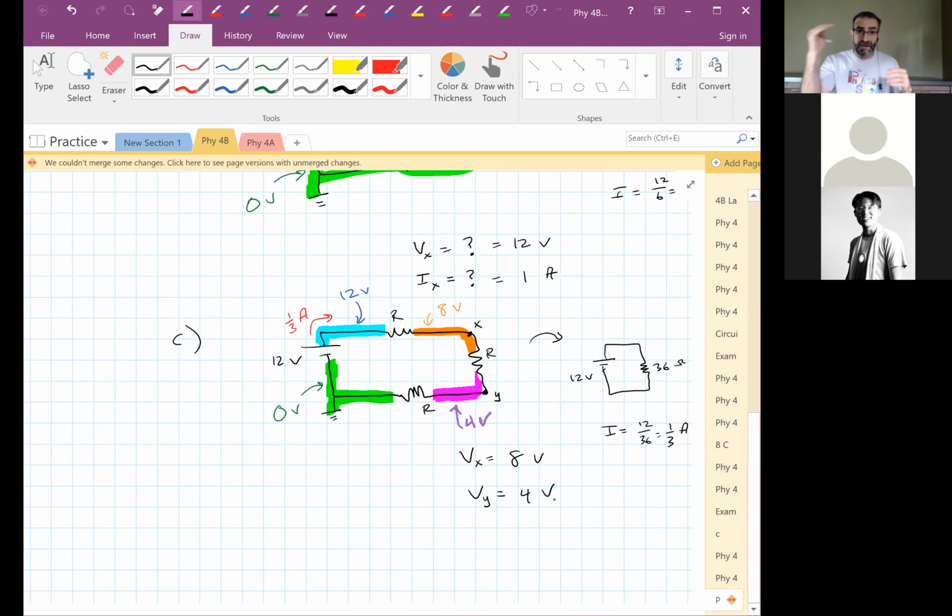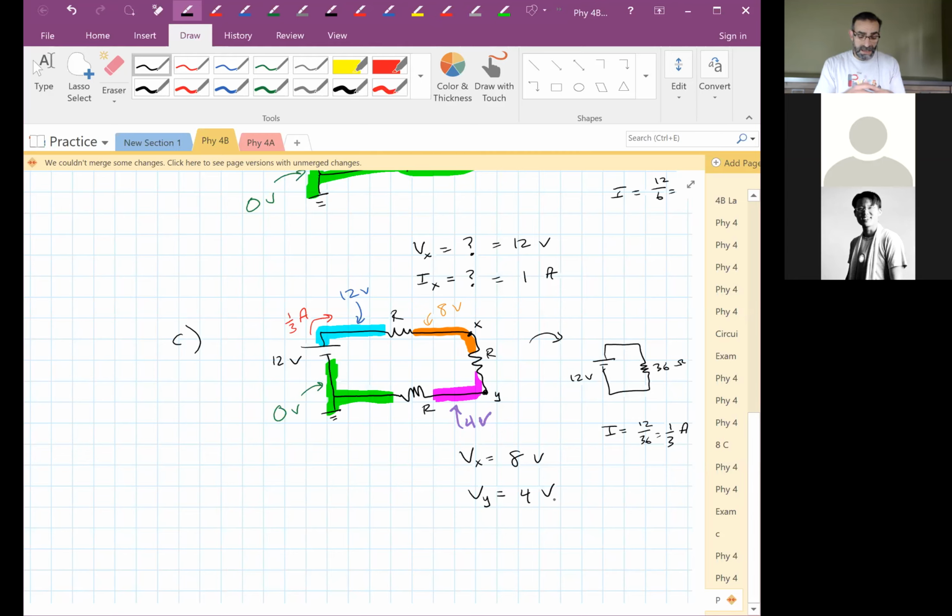If you came in at 12 volts and you drop by 4, you're going to come out at 8 volts. It's like elevations on a hiking trail. Now you stay at 8 volts until you get to the second resistor. You go in at 8 volts, you know you have to drop by 4 volts. I times R is 4 volts for this resistor.